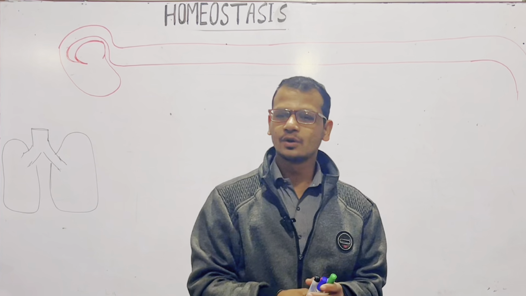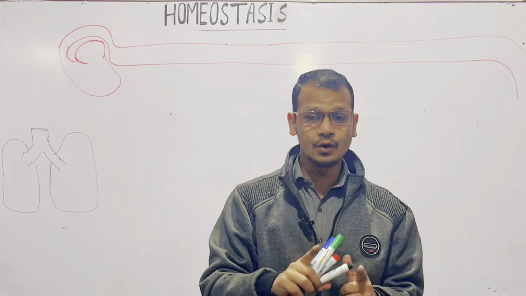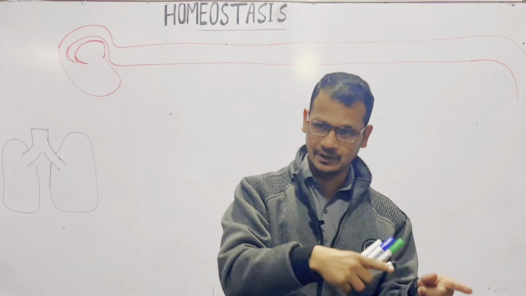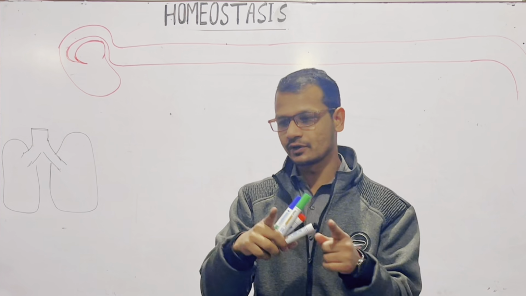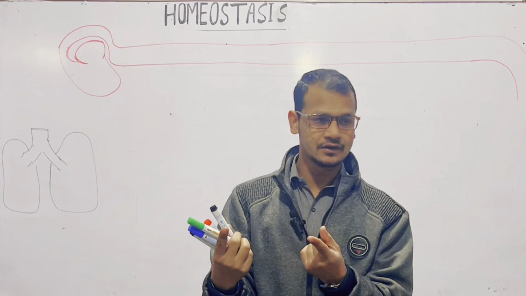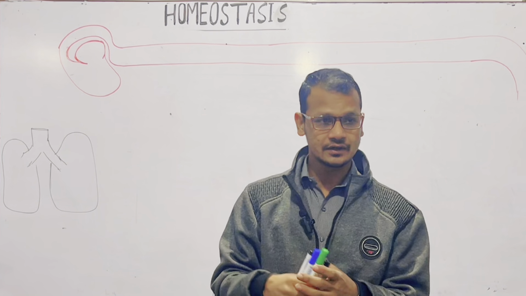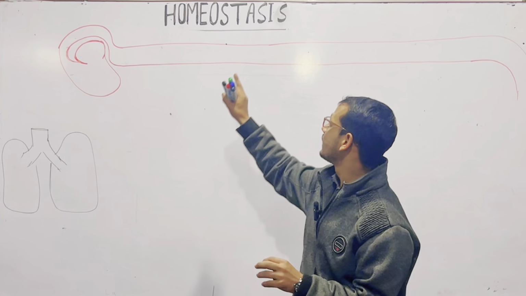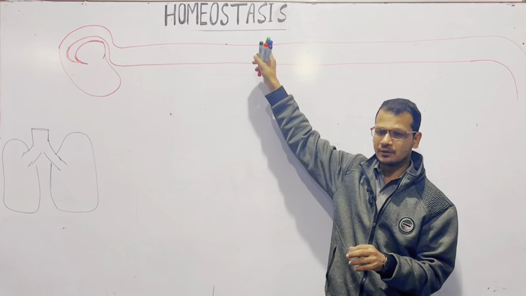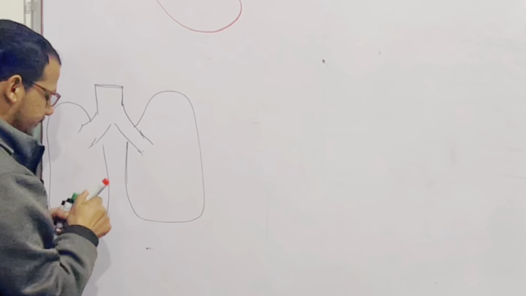For example, if the glucose level is high in our body, the condition is called diabetes. How does the body protect us from diabetes? How does the body protect us from hypertension, from acidosis, from alkalosis? These all factors occur in the domain of homeostasis. So the first system is the respiratory system.